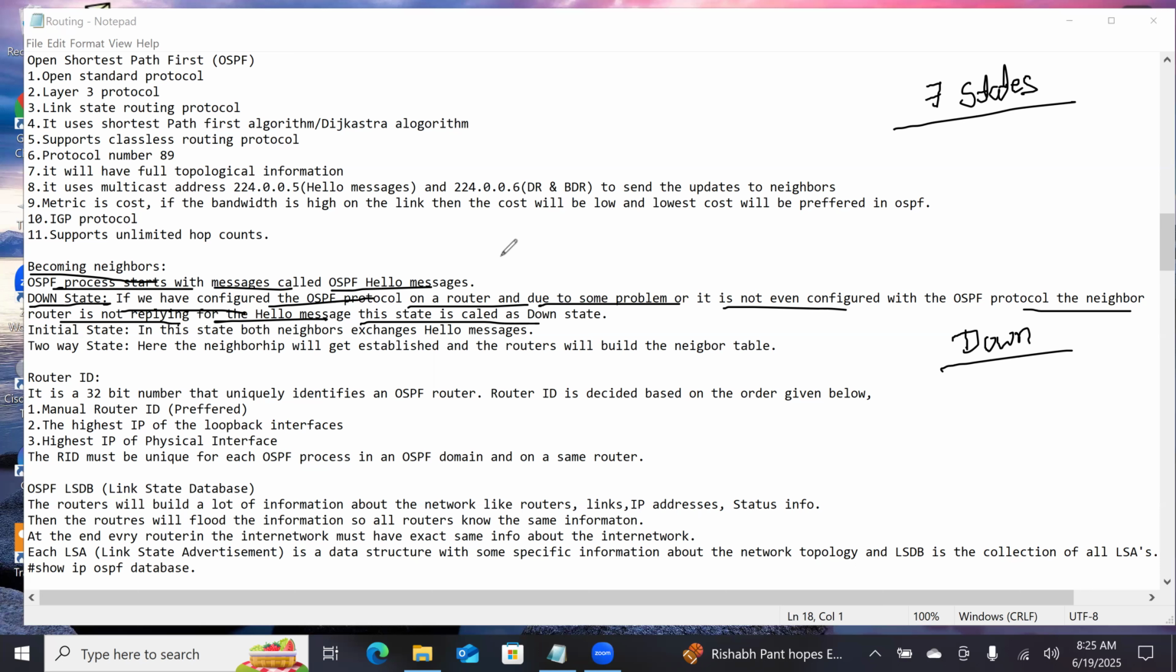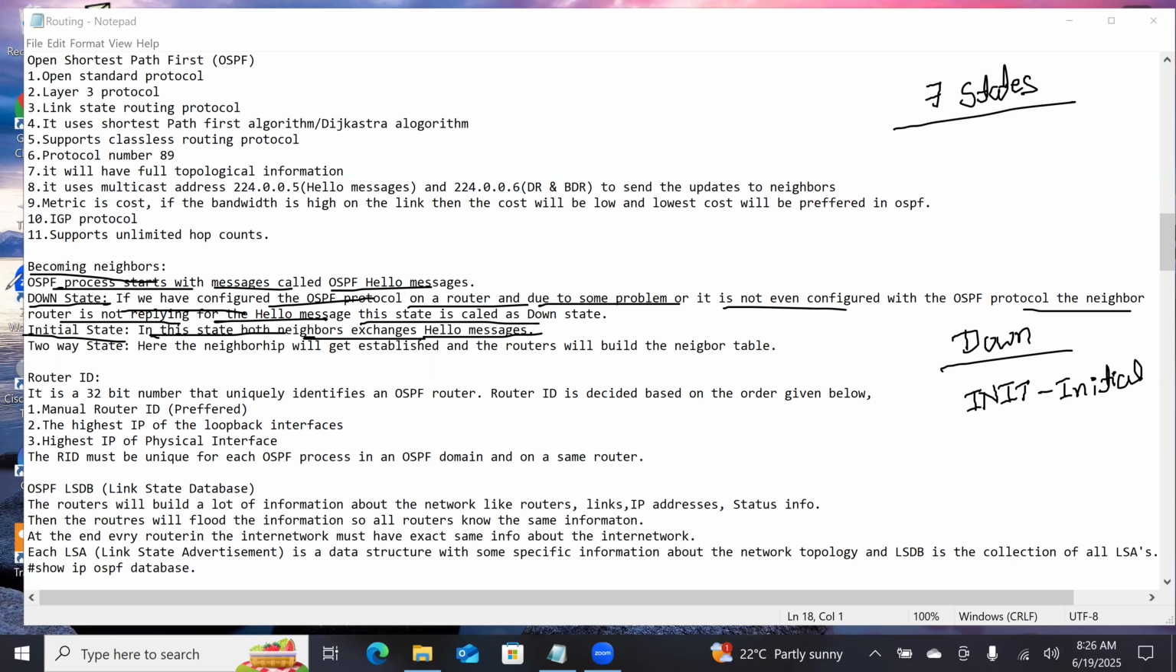Now let's say we configured everything and both are exchanging hello messages. That is the init state, or we can say the initial state. What happens here? In this state, both neighbors exchange the hello messages. After the port is up and after configuring OSPF on both routers, if they start to exchange hello packets, that is called the init state, the initial state.